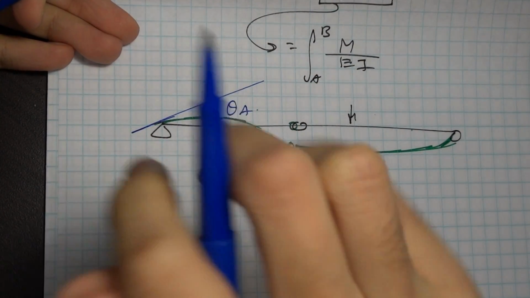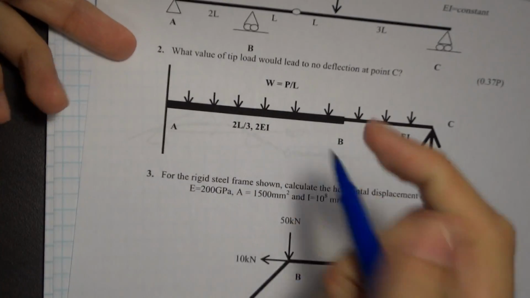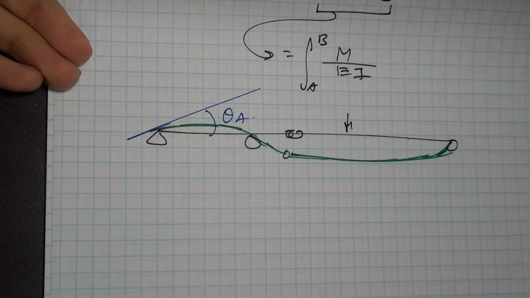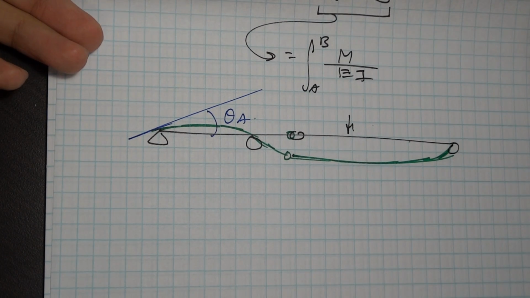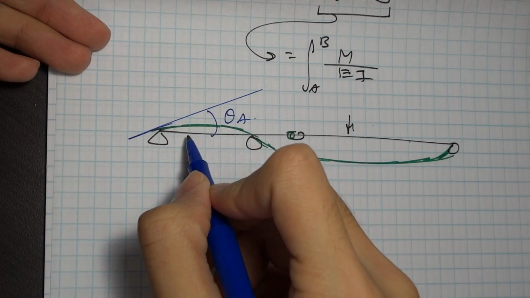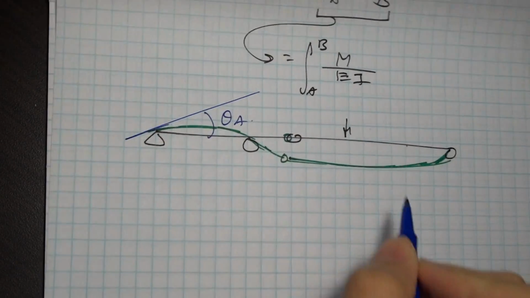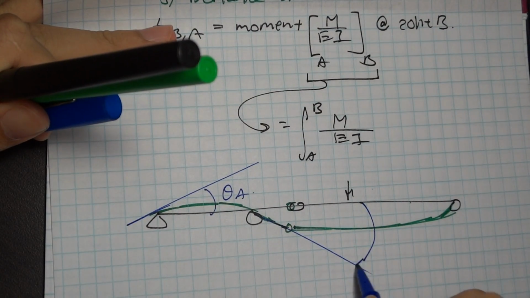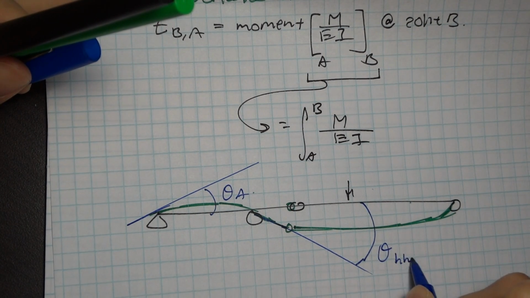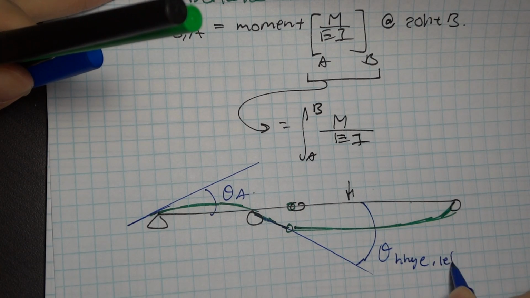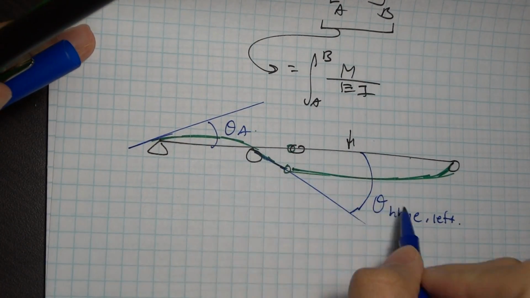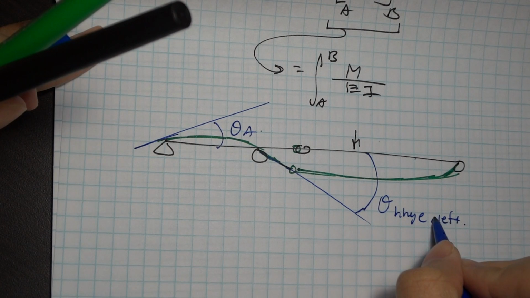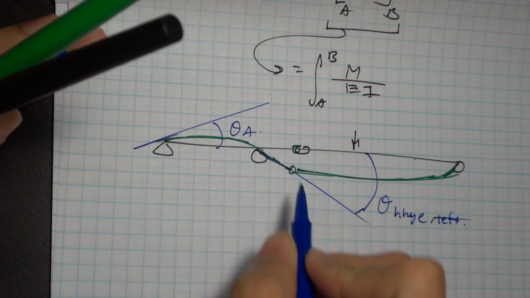Before, when we were working with a cantilever, like we were in this case for problem 5 of the last homework, we knew that theta A here was 0, but we don't have anything we can say about theta A yet. But what we can say is that we know the change in angle between theta A and theta hinge. And for now, because we're only interested in the left-hand side, I'm just going to call this theta hinge. I'm not going to drop the left-hand side, but just remember that there's two thetas on either side.